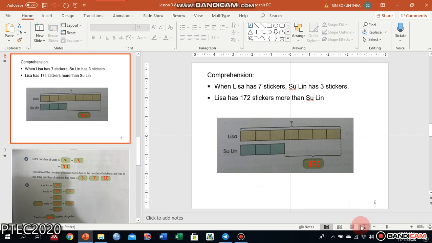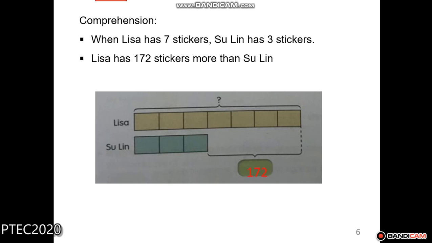Okay, so let's continue our lesson. As I said here, when Lisa has 7 stickers, then Celine has 3 stickers. So this is the box that represents the unit of stickers that Lisa has to the number of units that Celine has. And the second one here is Lisa has 172 stickers more than Celine.